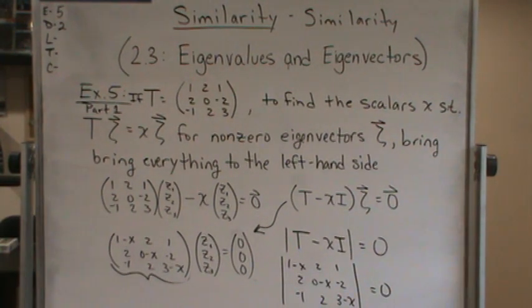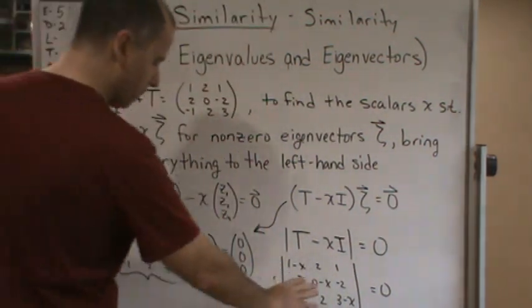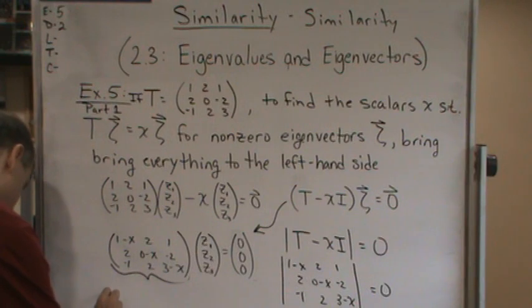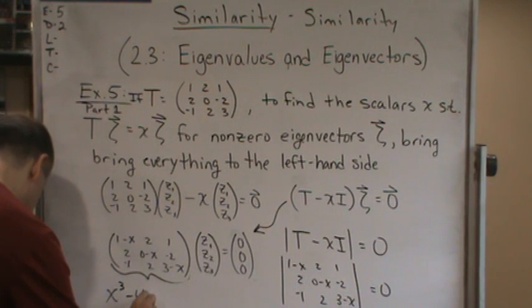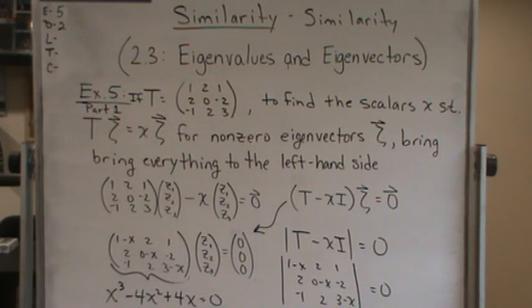Of course, I'm going to let you figure that out. We know how to find the determinant of this thing. All you have to do is apply the formula for finding the determinant of a 3 by 3 matrix and simplify it, and you'll get this polynomial: x cubed minus 4x squared plus 4x is equal to 0. So now we've got this cubic polynomial.